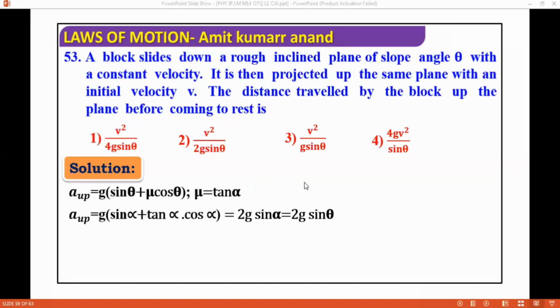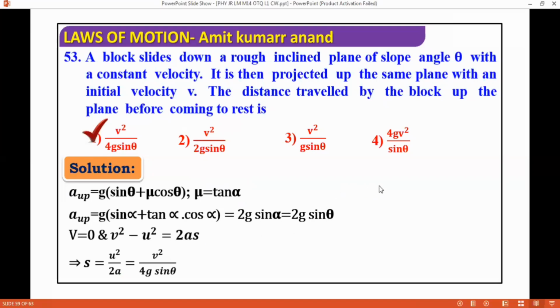I'm showing you the answer key here. See, u square by 2g. So basically, the acceleration is 2g sin theta. Acceleration is 2g sin theta. So acceleration 2g sin theta is coming here. It will come like this, and this will be b square by, and this option 4g sin theta. You can do it.